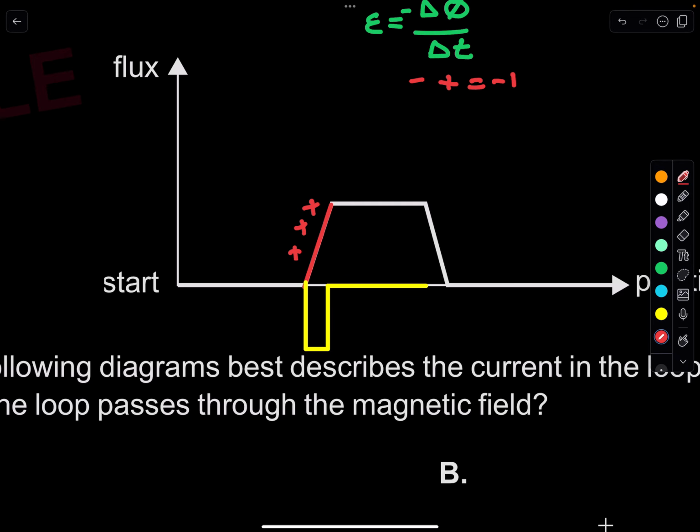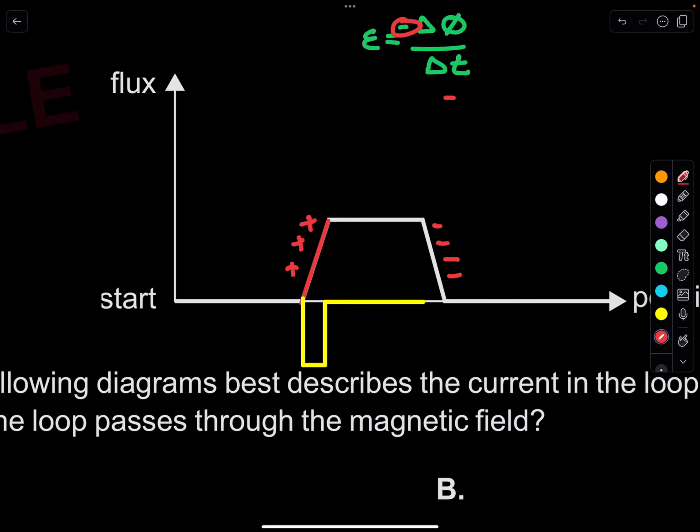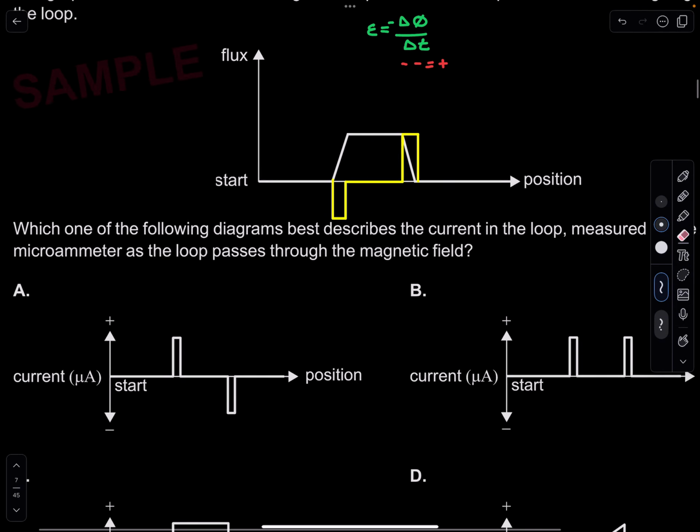And now let's have a look at here. Now it's decreasing, so your gradient is negative. But remember, you also have to multiply by another negative. So negative negative becomes a positive. So it has to go up like this. Your current or your EMF is going to look like this. There it is. So that's how it should look.